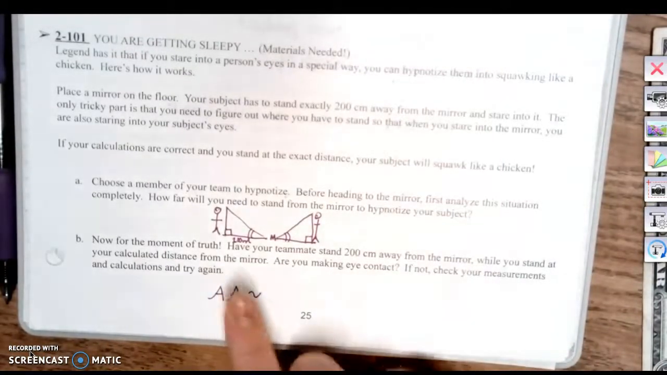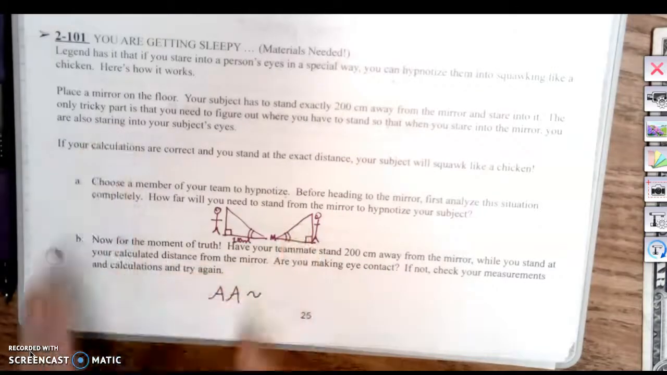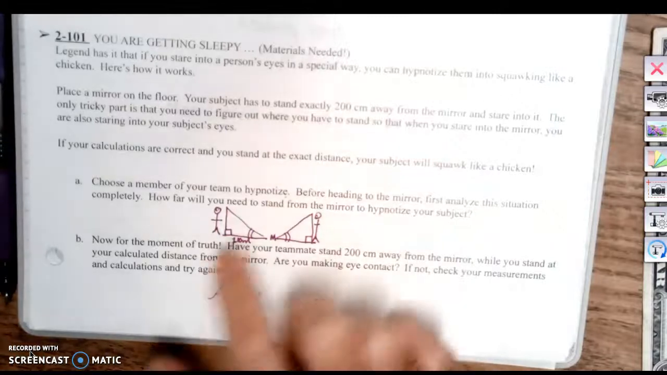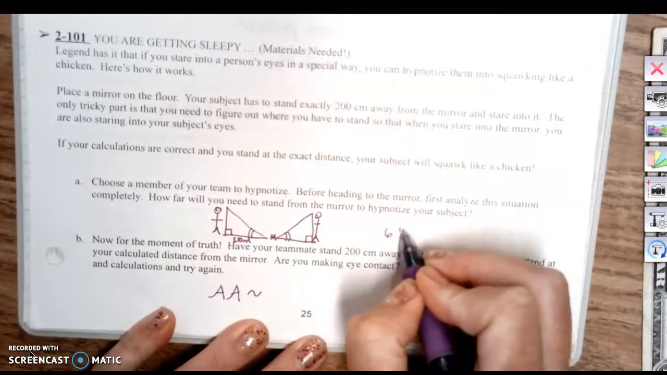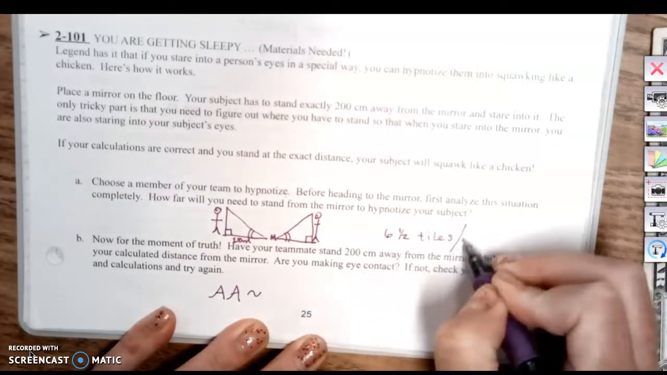So I have measured the tiles on the floor in our classroom, and they're each approximately 30 centimeters. So to get as close to 200 centimeters as possible, we're going to go 6.5 of the tiles. Okay, so from side to side or front to back, depending on how you're looking at it. And so you're going to send 6.5 tiles. Then you're going to put your mirror.